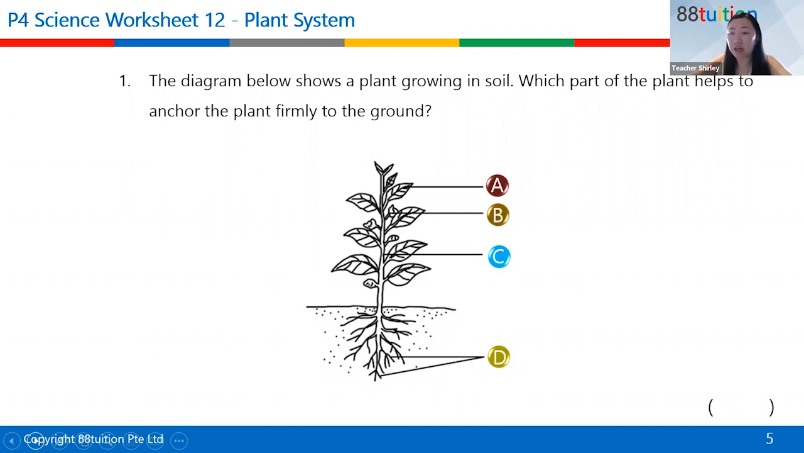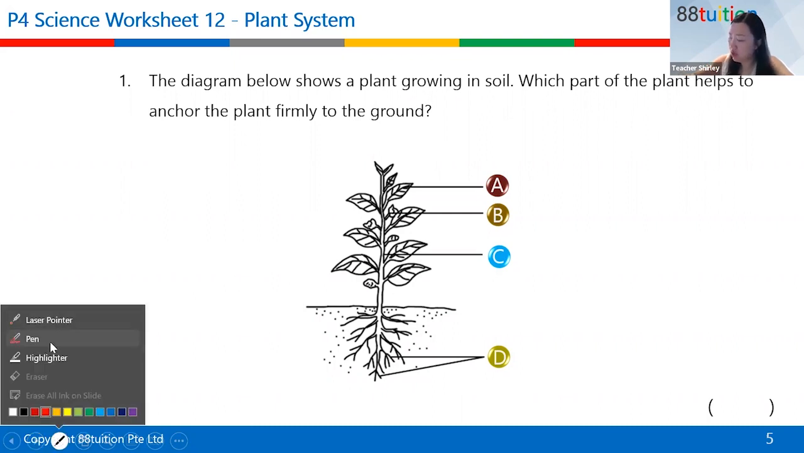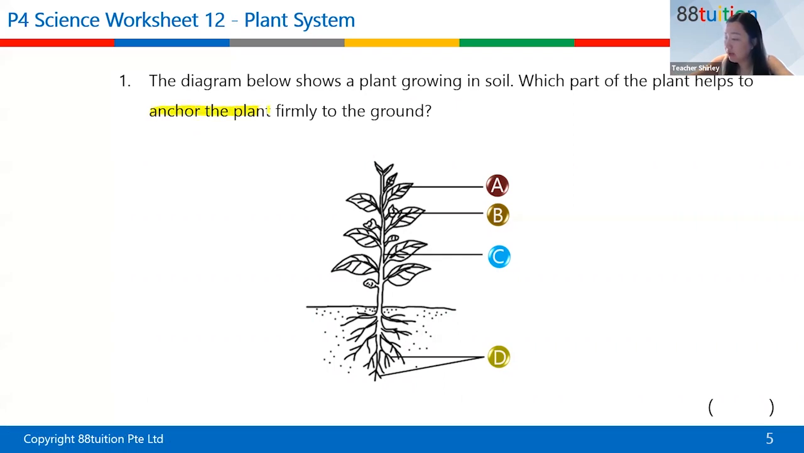So which part of the plant helps to anchor the plant firmly? Okay, so to anchor the plant firmly, this one will suggest to you which part of the plant? Yes, someone raises your hands. Was it Mani? Yes. Which part of the plant helps to anchor the plant firmly to the ground? The roots. Very good. Okay, so once you've seen this function, you link it to the plant part. And by looking at the image, I think you should know that the answer is B. Okay, great.